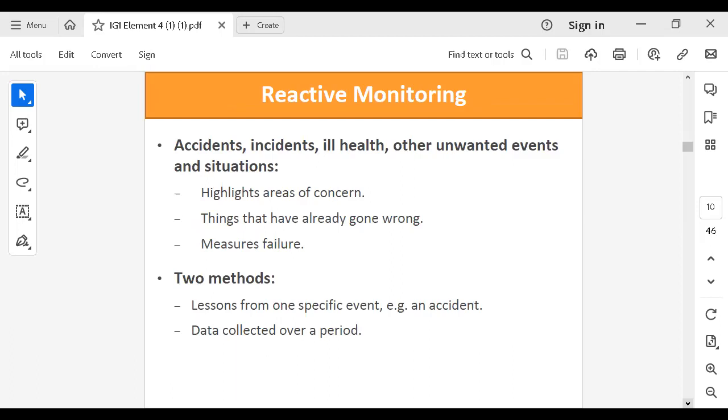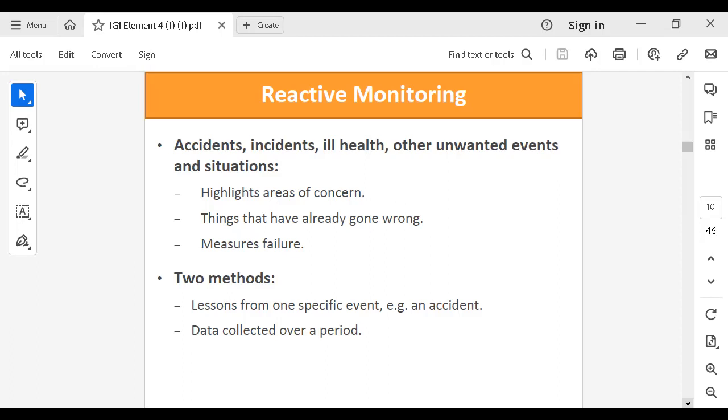Then reactive monitoring. During reactive monitoring, we will check accidents, incidents, ill health, or other unwanted events and situations. We will check highlights, areas of concern, things that have already gone wrong. We will check what was wrong during the accidents, why the accident happened, what the reasons were. We will check the measures that failed during the accidents or incidents, and how those control measures failed.